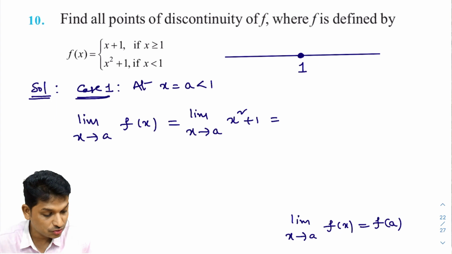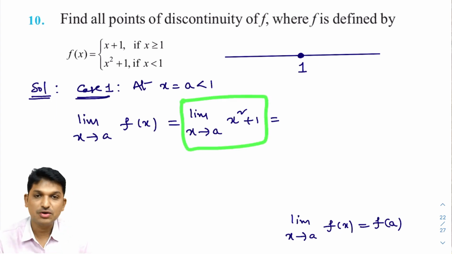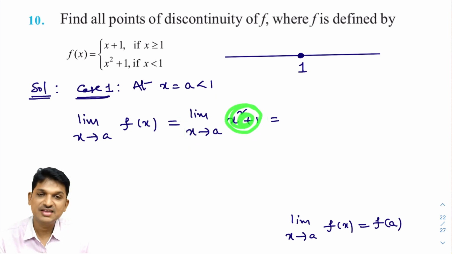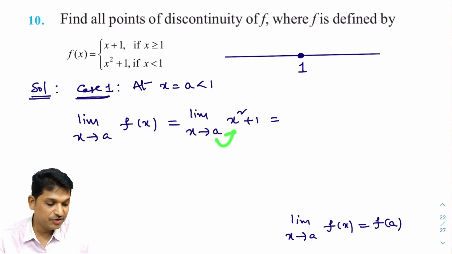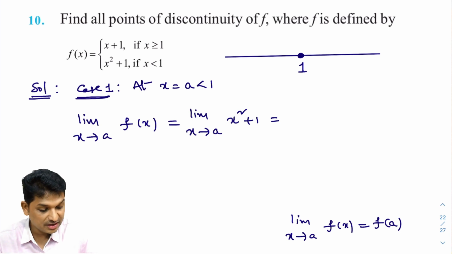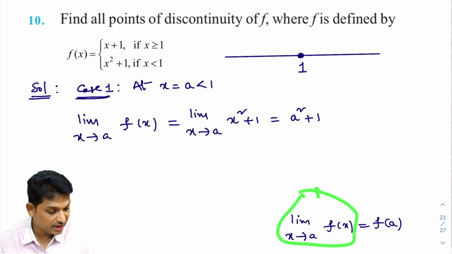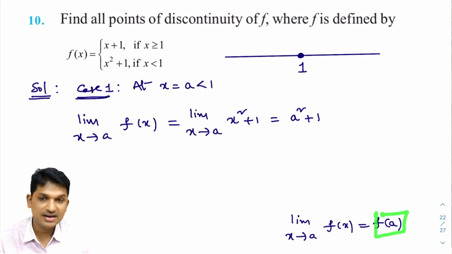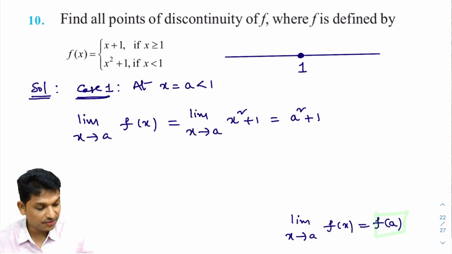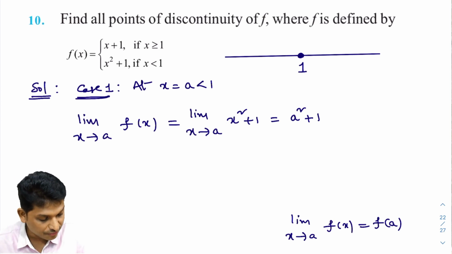Now I need to calculate the limit of this function. How to calculate the limit? We do this problem by the direct method. What is the direct method? In this function, wherever x is there you write a. Write a, what will you get? That equals a square plus 1. I calculated this one and got a square plus 1. Now, I'll calculate f of a.